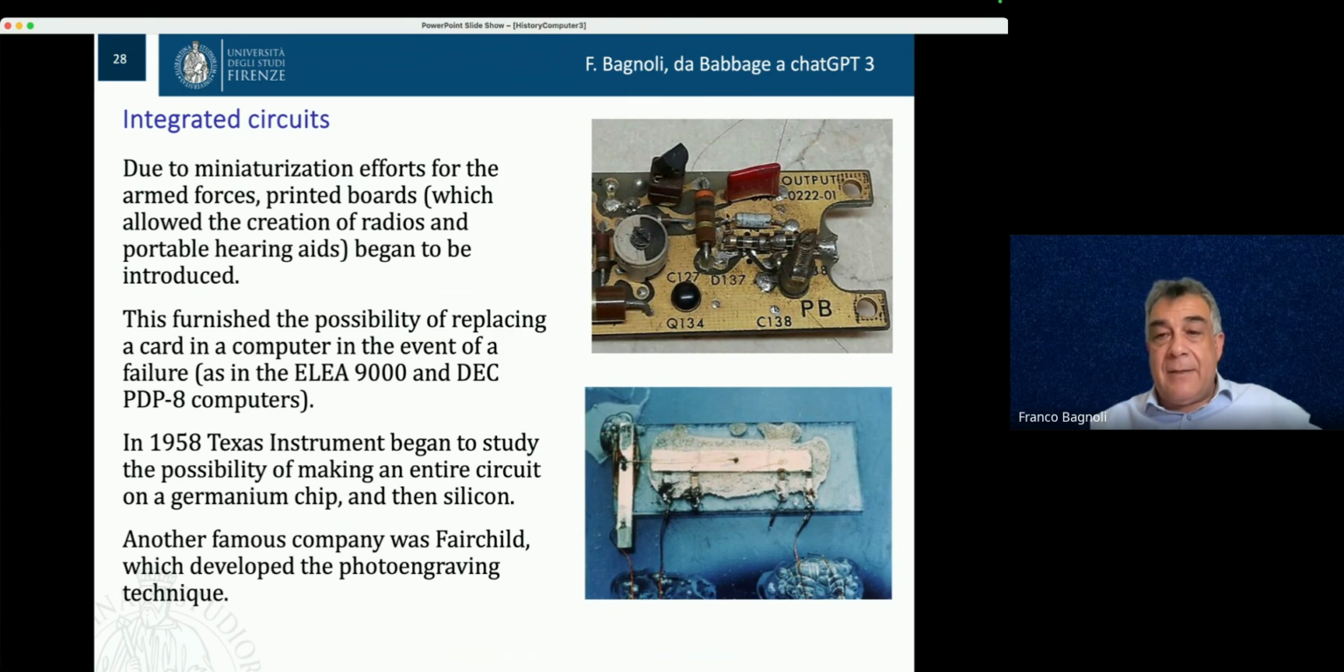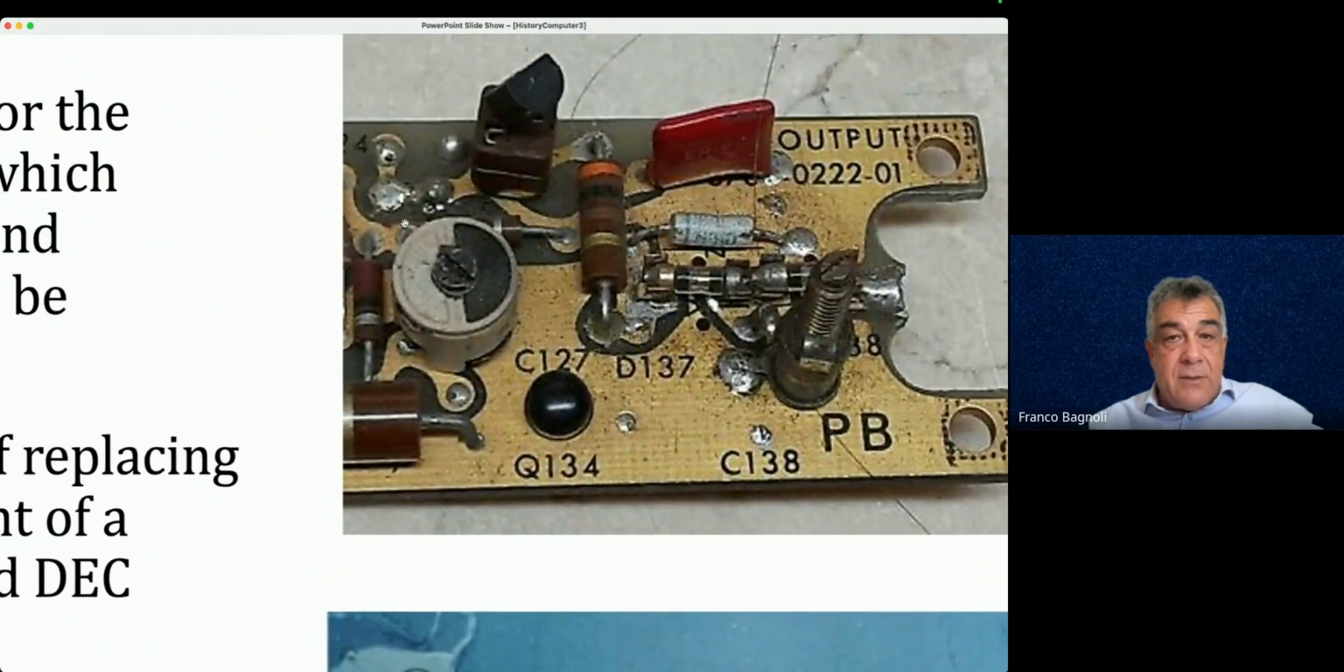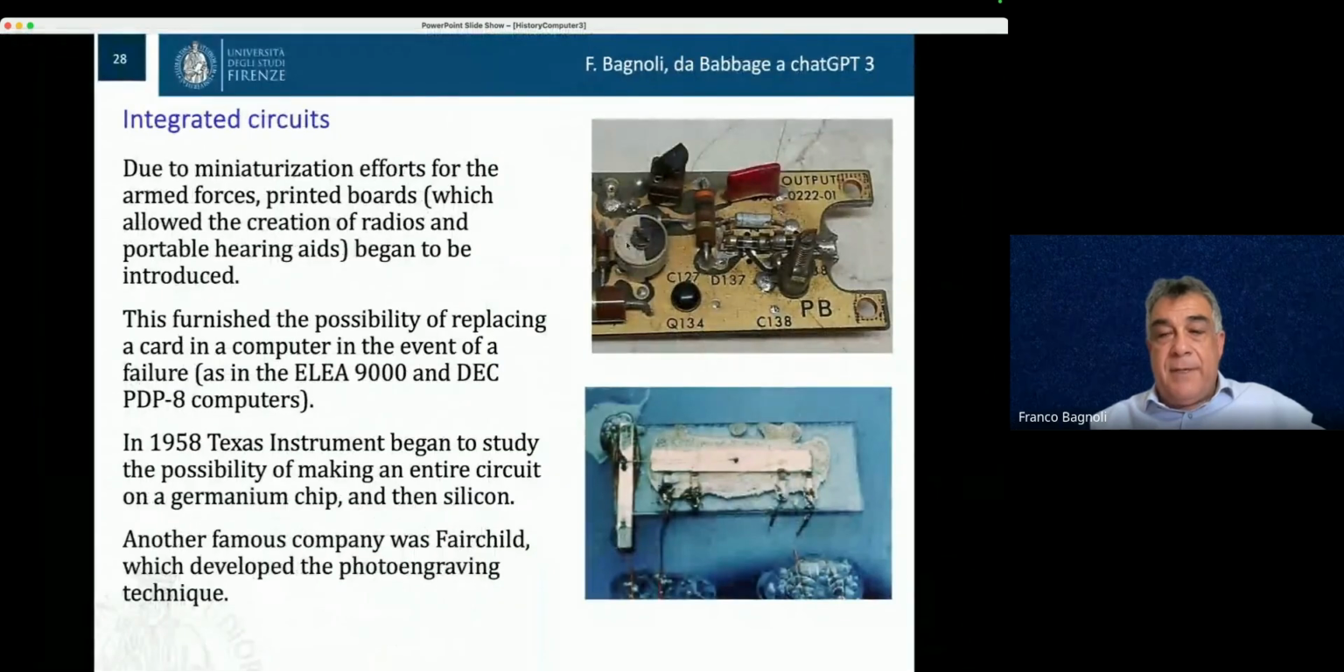I said that this is, for instance, one of the cards at the time. You can see here resistors, capacitors, and this is probably a resistor. This is a transistor. So you can see that you need a lot of space and a lot of work to assemble these things.